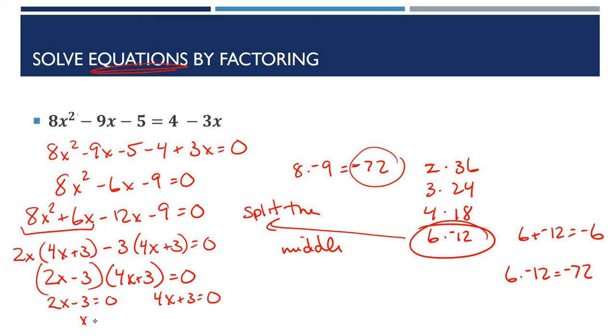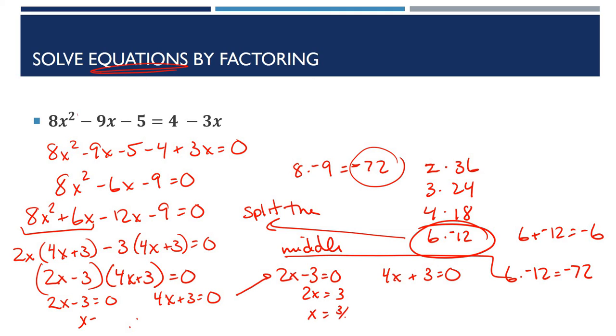Add 3 and divide by 2. I'm going to do it in one step because I'm running out of room. Well, let me move it over here. So 2x minus 3 equals 0. And 4x plus 3 equals 0. Add 3 to both sides, divide by 2. Subtract 3 and divide by 4. And those are my two solutions. So that's it.